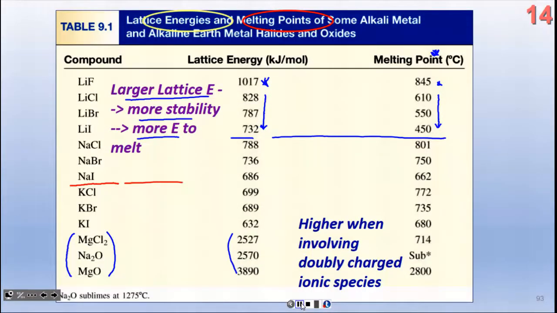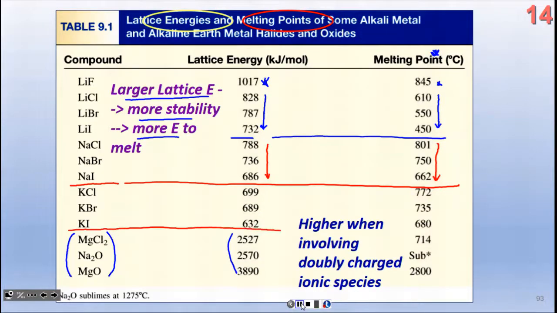Sodium fluoride is not listed here. And as you have increasingly larger ions, the lattice energy goes down, but the melting points also go down as the lattice energy goes down. Potassium with various halogen anions: the lattice energy goes down as the radius of the anion gets bigger, and so does the melting point. Interesting how you can see some patterns there.